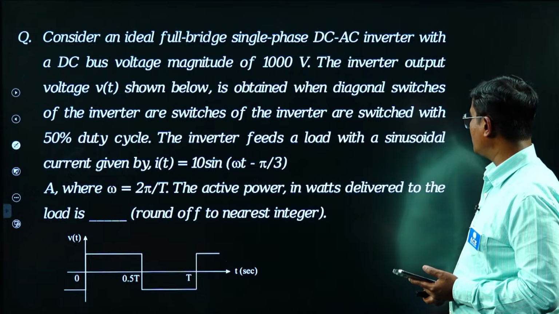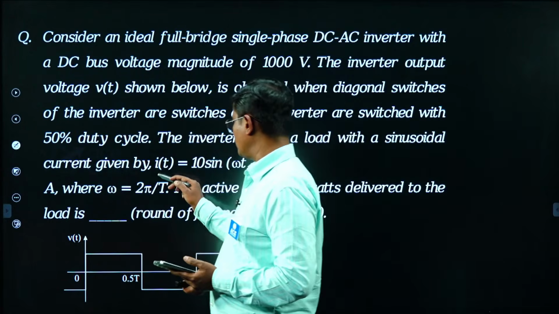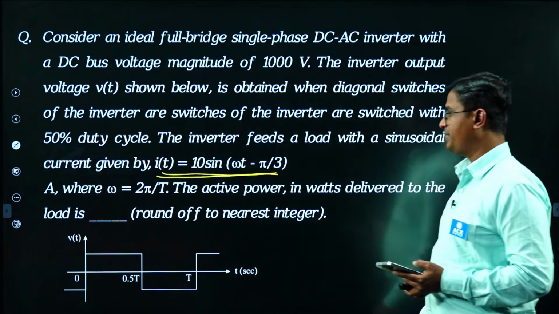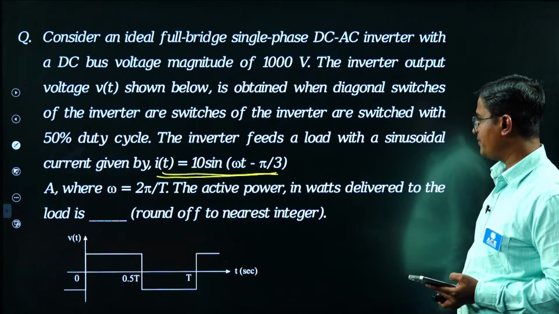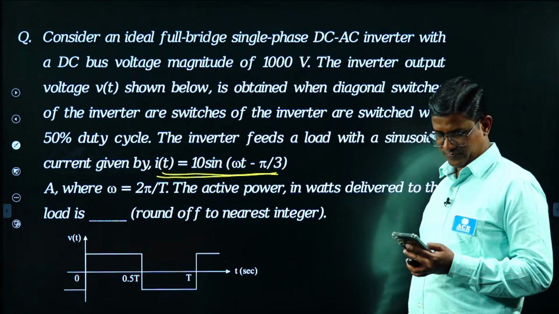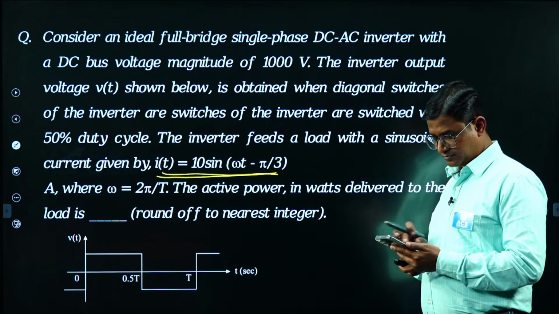The inverter feeds the load with a sinusoidal current given as i of t. So they have given the current expression in ampere, where omega is 2 pi by T. The active power in watts delivered to the load is, yes. Come on, try to simplify this question.